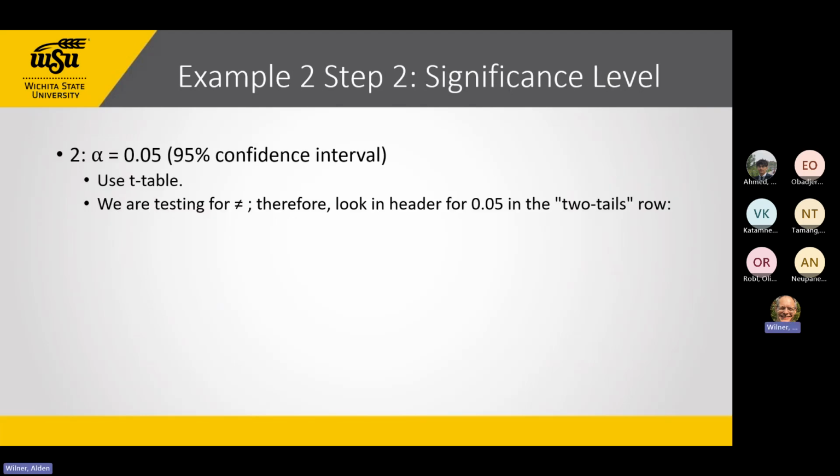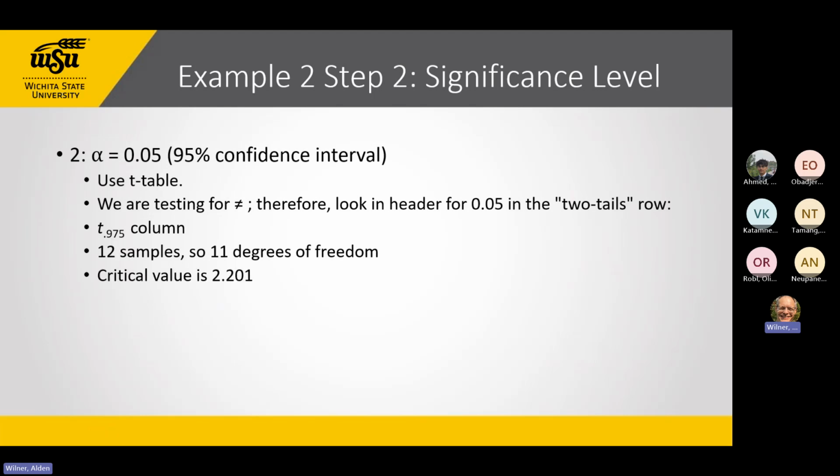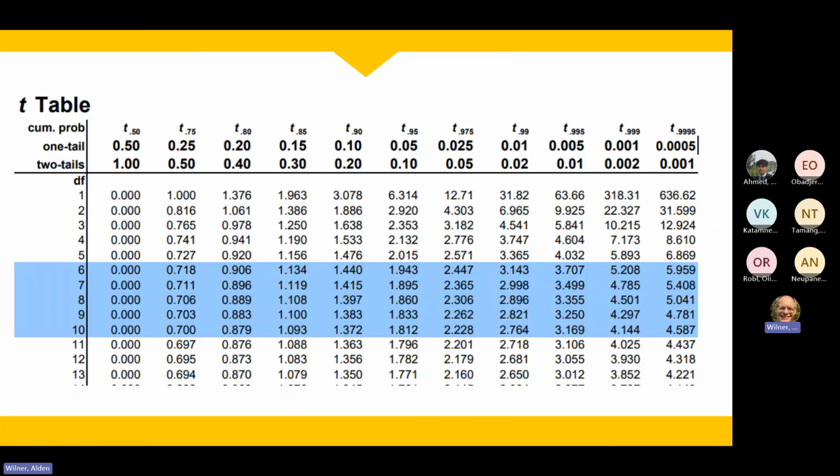Significance level, we'll use the same thing. We're going to look in what's called a t-table now. The t-table looks different. We're going to look in the t.975 column. We've got 12 samples. That means 12 minus 1 is 11 degrees of freedom. So we look at our table, we're going to say our critical value is 2.201. Here we go. We want t.975, this column right here. We look for our degrees of freedom of 11. We find 2.201. This table is kind of inverted from the z table, right? This is how many standard deviations we are away from the mean.